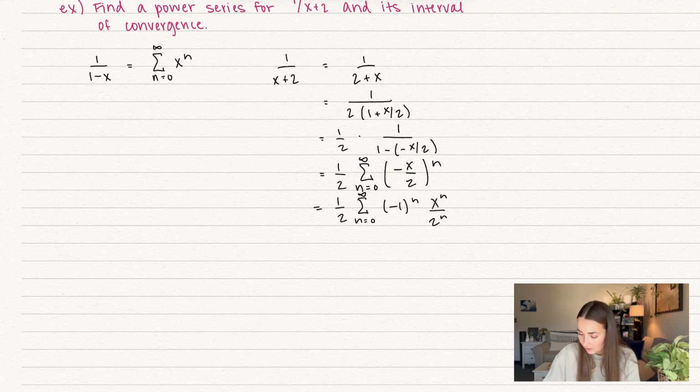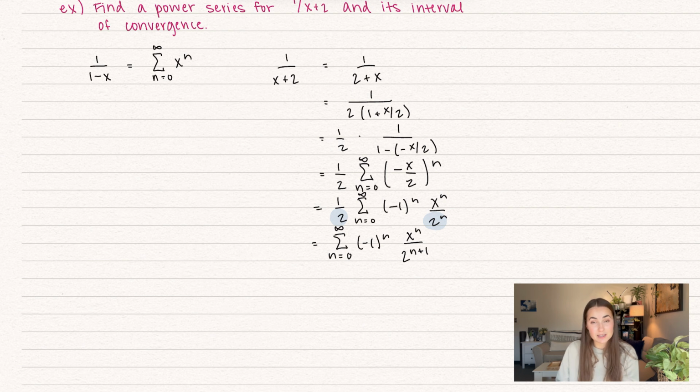Notice here that we can actually combine like terms because we have a 1/2 out front and we have 2 to the n in the denominator. So you could rewrite this as a summation, n equals 0 to infinity, negative 1 to the n, x to the n, over 2 to the n plus 1, right? You're just adding their exponents together. So that's how we can represent our function as a power series.